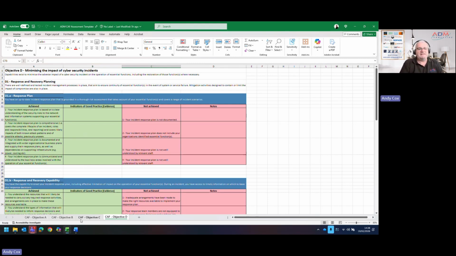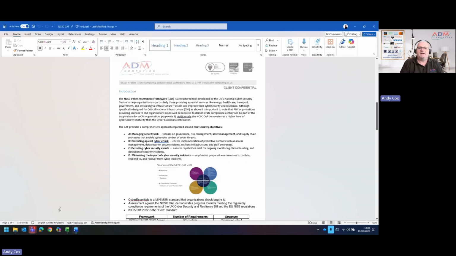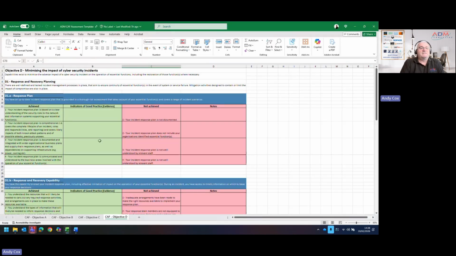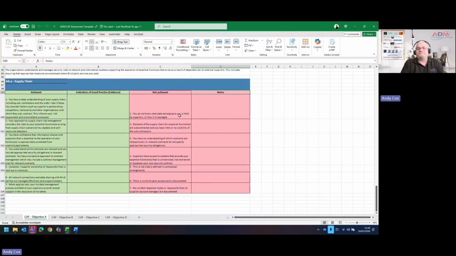Excuse me. And basically, if we just jump back to here, we'll see that there are 4 security objectives for the cyber assessment framework. How you manage security risk, how you protect against cyber attack, how you detect cybersecurity events, and how you minimize the impact of those incidents. So 4 objectives, A, B, C, and D. Okay. So we take our objectives here. We'll start with objective A, makes sense.